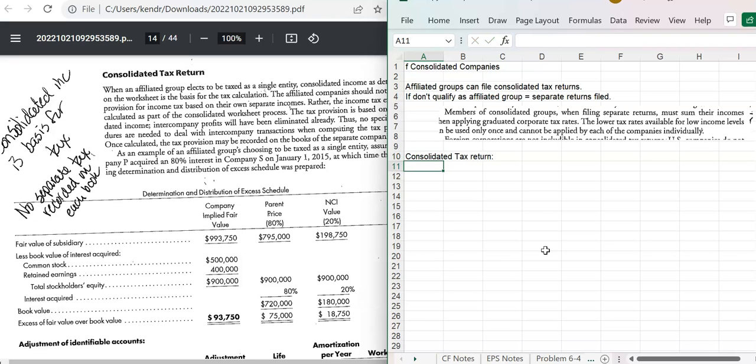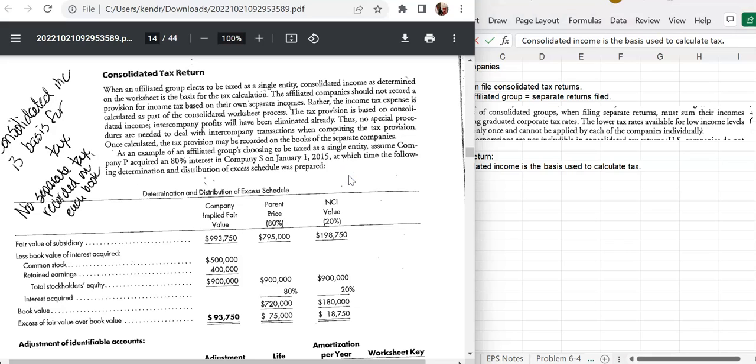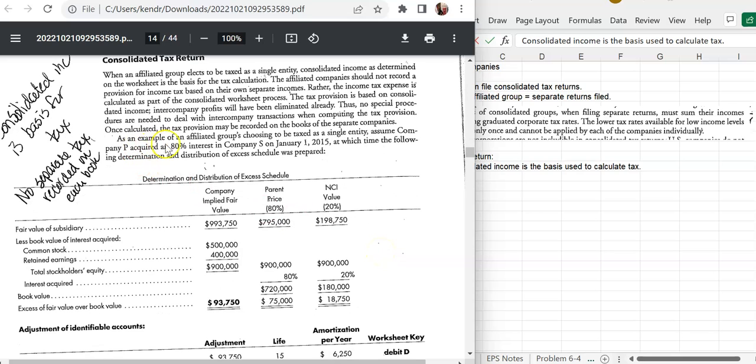some things to keep in mind. Consolidated income is the basis used to calculate tax. All right, and that part's actually not too bad. It's splitting it out between the NCI and the sub and the controlling interest that's kind of a pain. All right, so they're giving us an example.